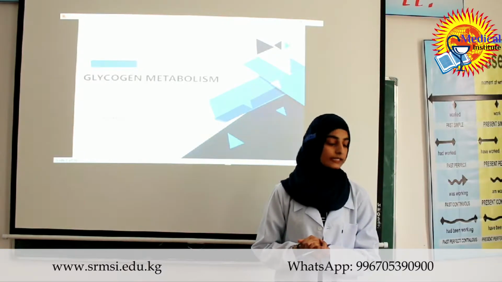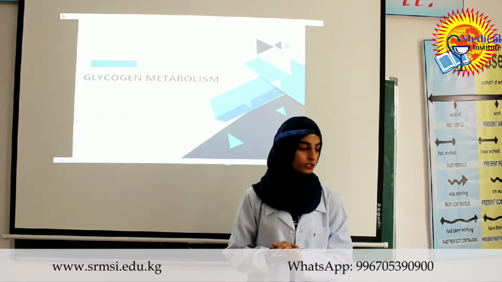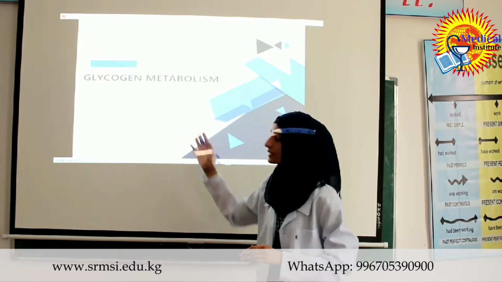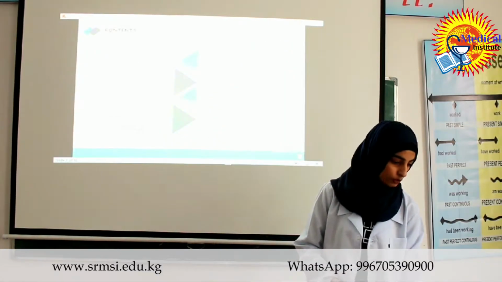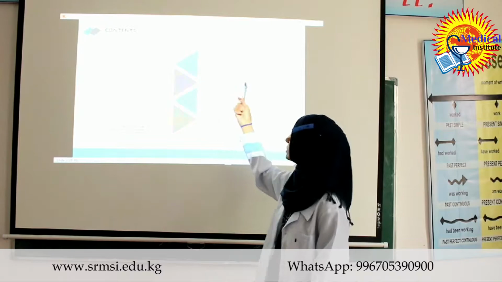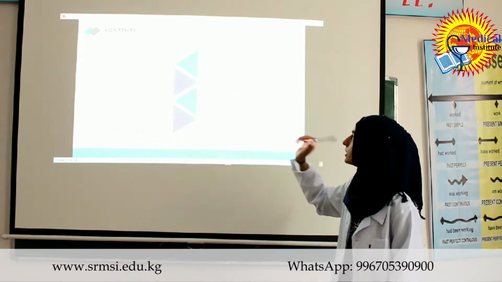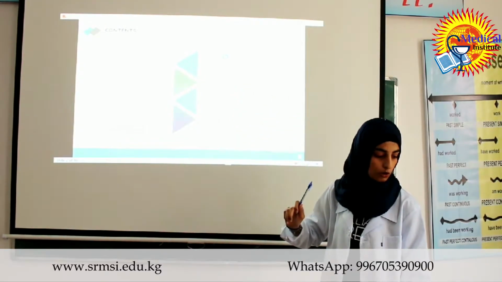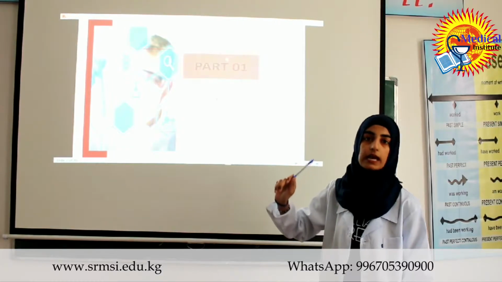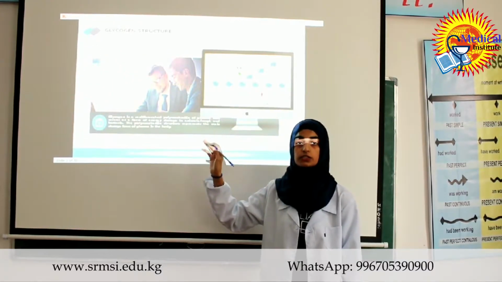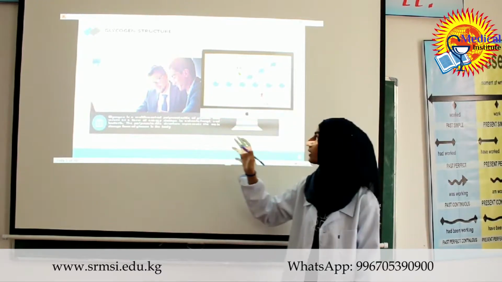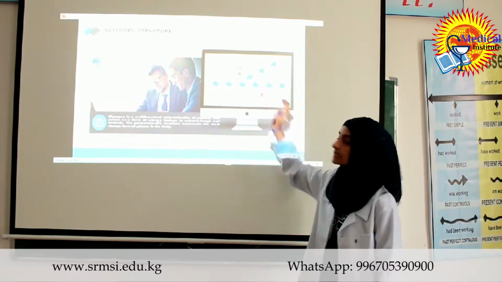So let's talk about today's presentation. Today's presentation topic is glycogen metabolism. Firstly, we learn about glycogen, its function, its definition, its structure. Glycogen is basically a homopolysaccharide forming an alpha branched chain-like structure with two types of linkages, alpha 1,4 and alpha 1,6 linkages.